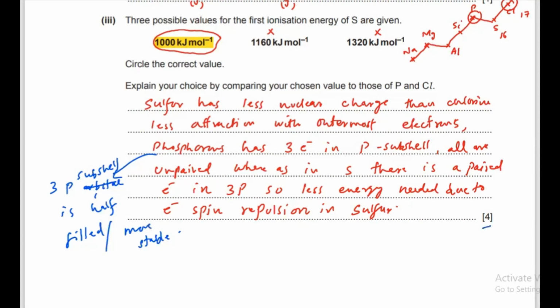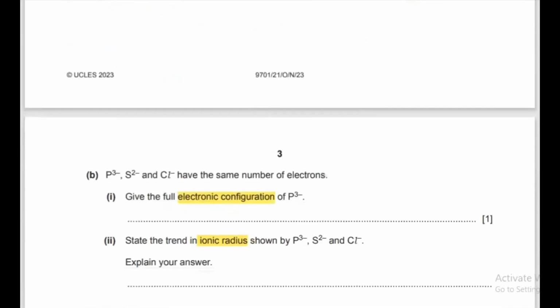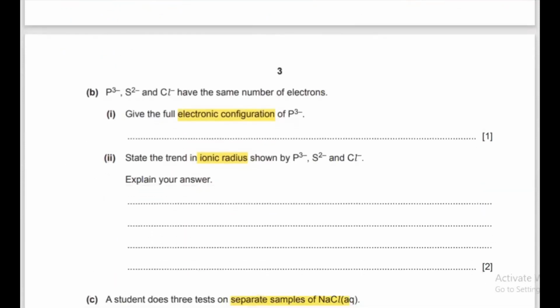So we have to cover almost 4 points. The next question is regarding the electronic configuration. The proton number of phosphorus is 15, and because this is the anion, P3 negative has 18 electrons. So we have to distribute 18 electrons: 1s2, then 2s2, then 2p6, then 3s2, and then 3p6. So this is the electronic configuration of P3 negative, the phosphide ion.